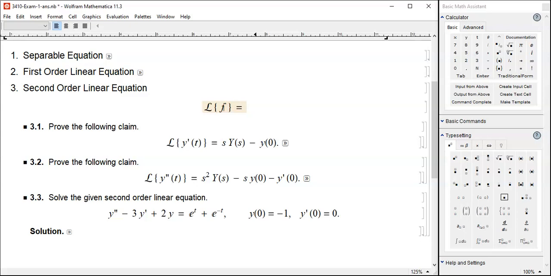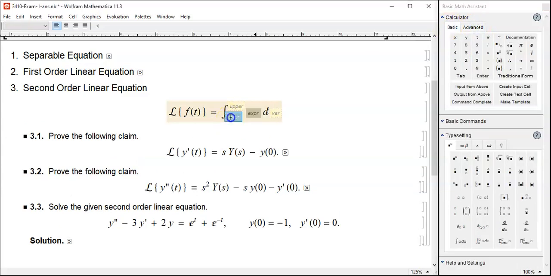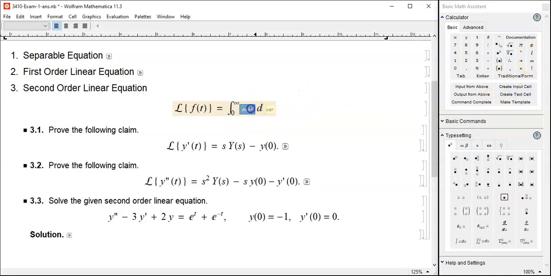Let's put f of t here. And it is defined like this. Integral going from 0 to infinity, e to the negative s times t power times f of t dt. That is the definition. And the resulting expression will be a function of s, by the way.